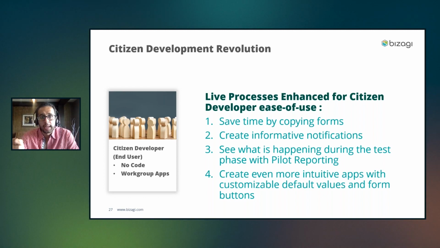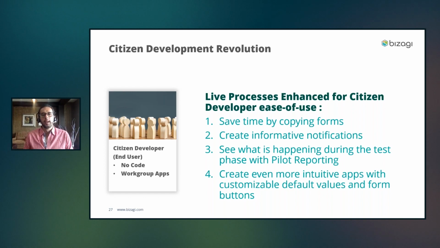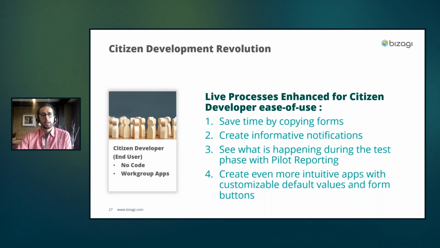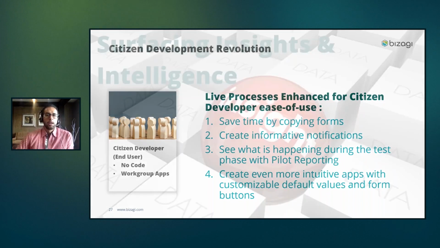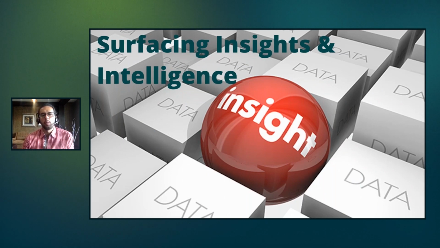The other one that we got over here is that now we have the opportunity to include, for example, default values into the elements that we include in live processes, and even to customize or add buttons. So this is just some of them, but we have added more and more elements to empower and make much stronger and much more intuitive the use of our live processes to support our citizen developer revolution.